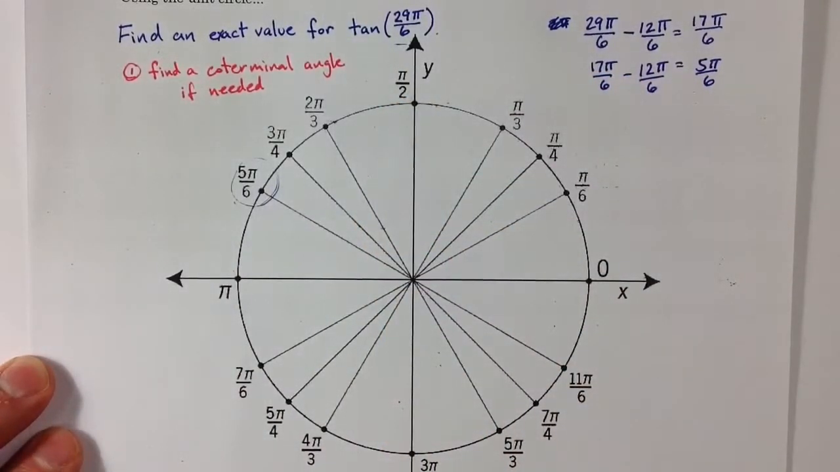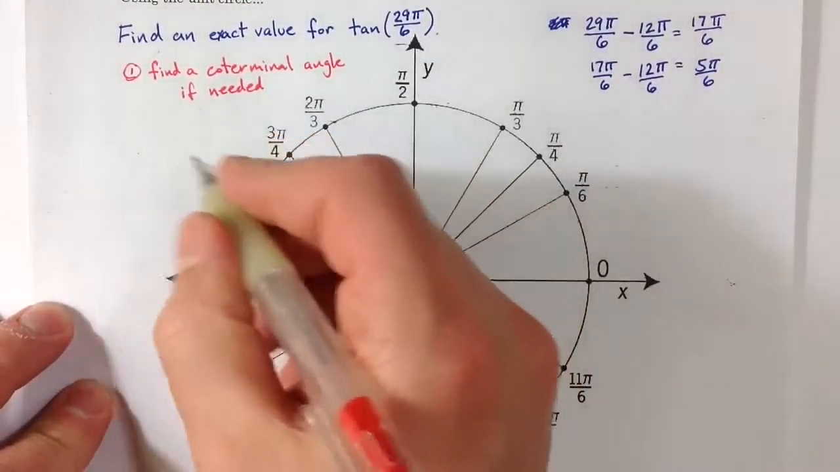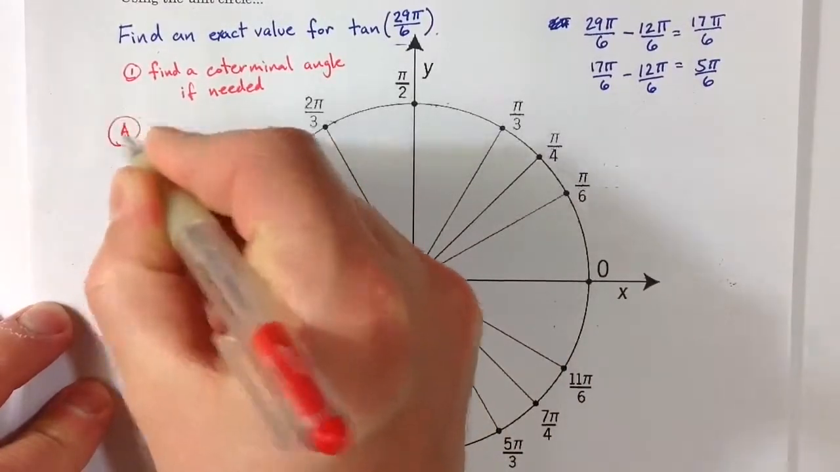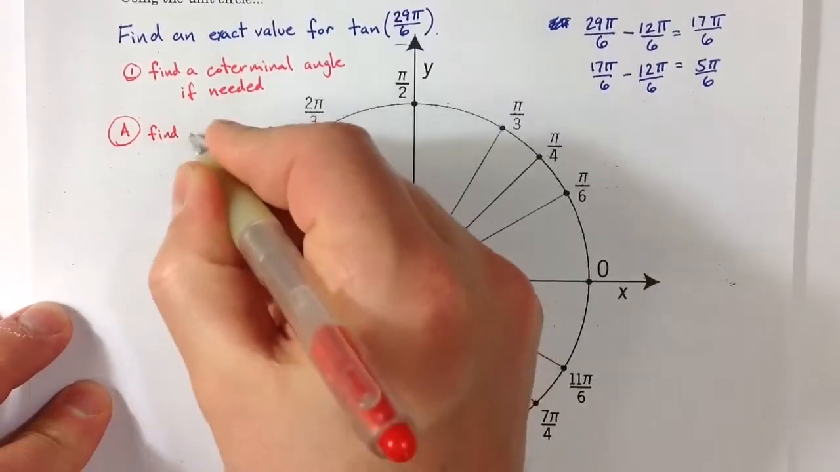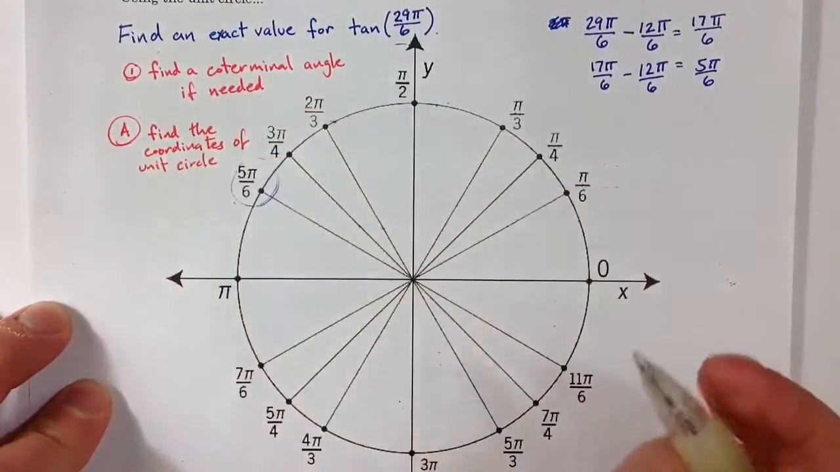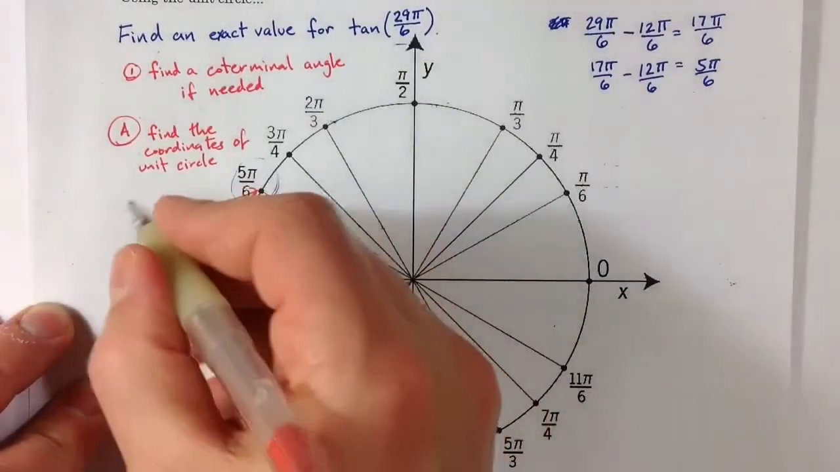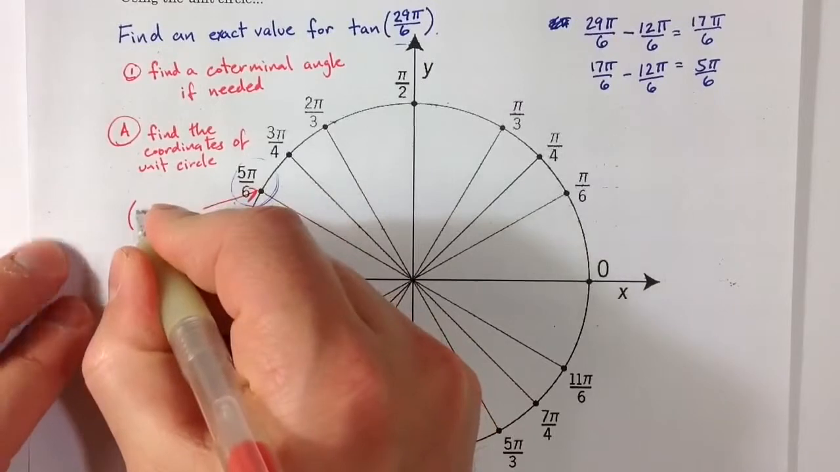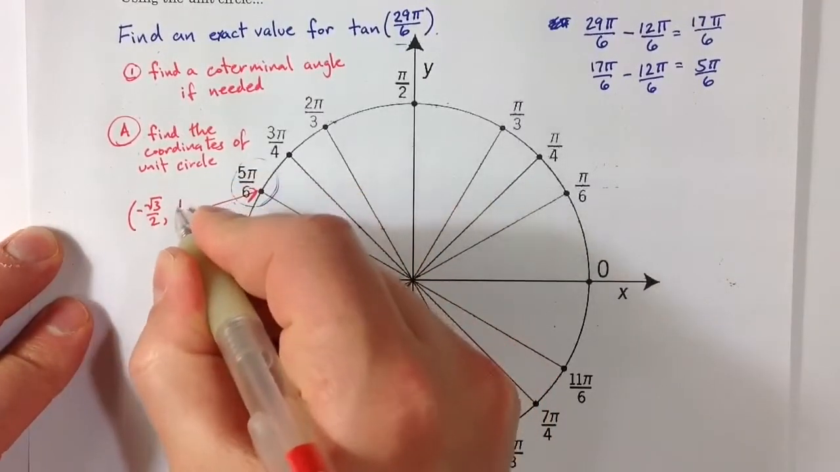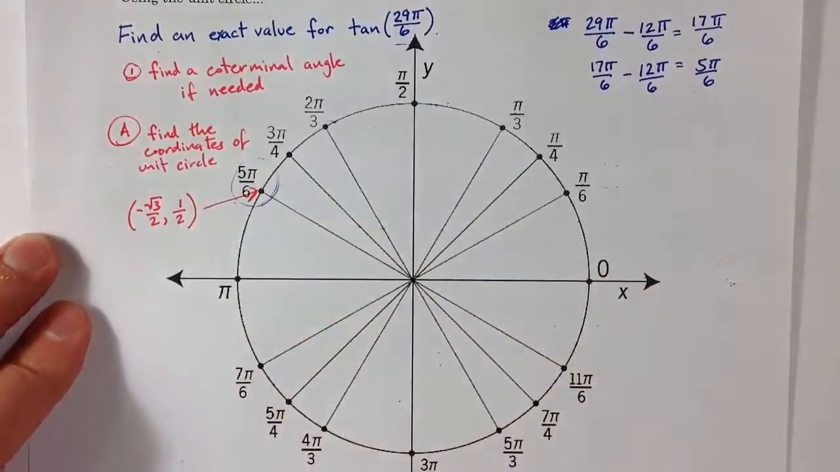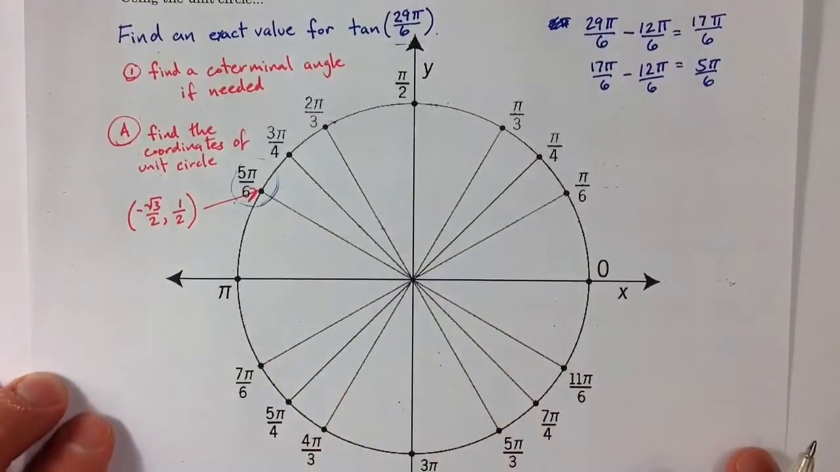So at this point, we have sort of two options. If you're comfortable with the coordinates of the unit circle, one option would be to find the coordinates of the unit circle at the point that we're interested in. And so we could do that. It turns out the coordinates here are negative square root of 3 over 2 for x, and 1/2 for y, and that may be familiar and kind of a comfortable way to go.